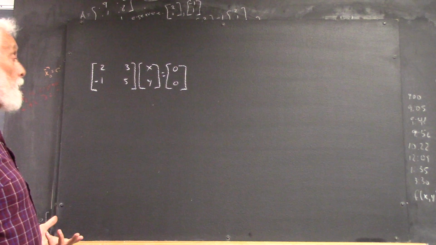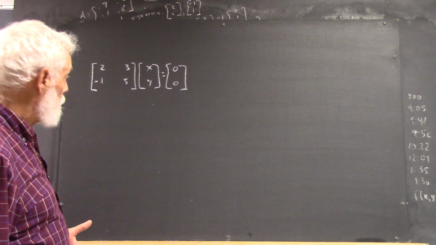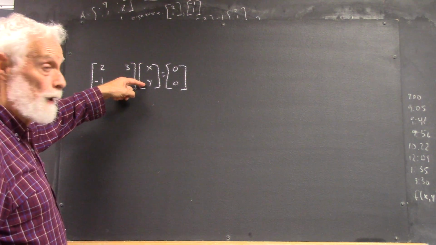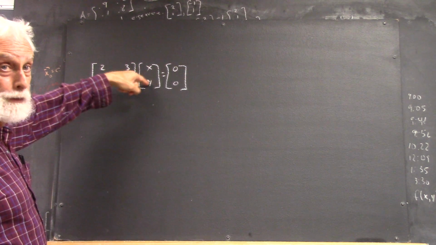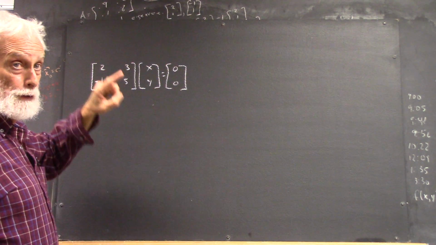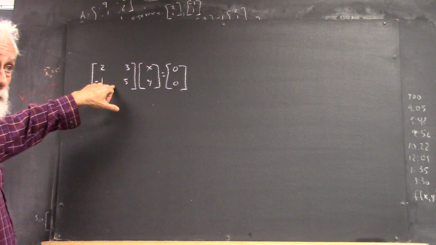I can tell you just by looking at it, and you will in a minute, that the only solution is x, y, both zeros. Certainly that's a solution, it always is, right? But it's the only solution. Why? Well, because this matrix is invertible.